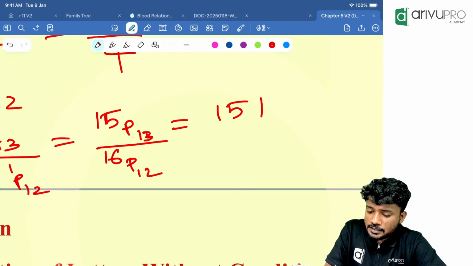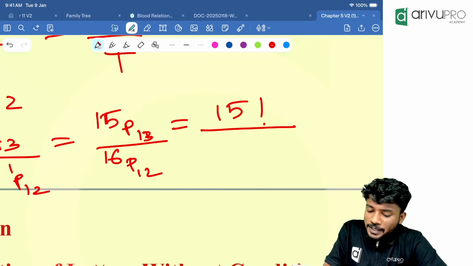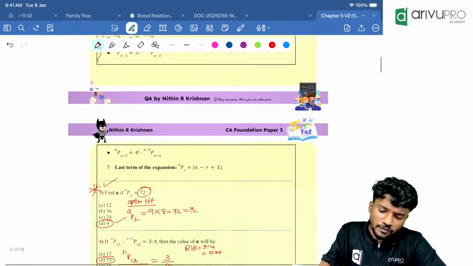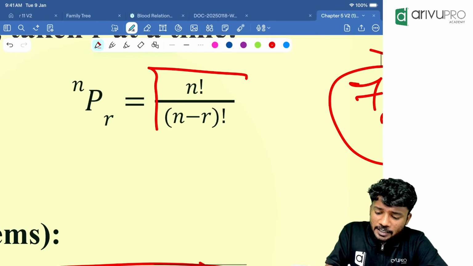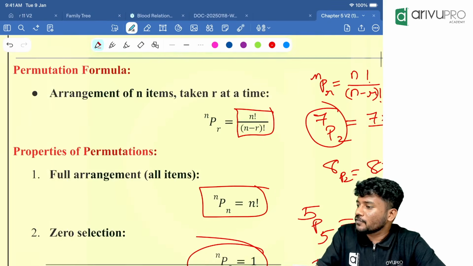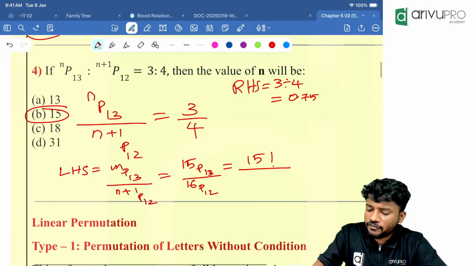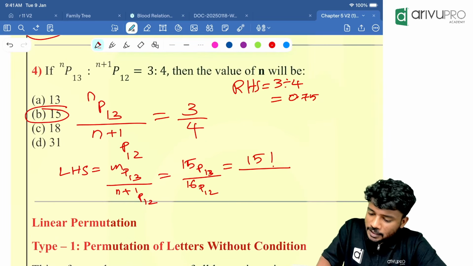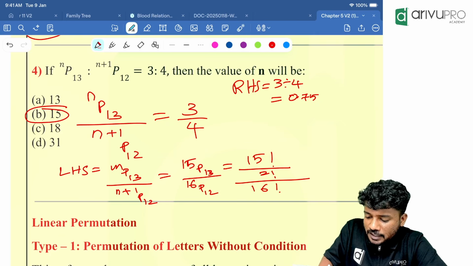Now 15P13, use the general formula of a permutation. 15P13 can be written as 15 factorial divided by (15 minus 13) factorial. What is the formula for permutation in general, people? n factorial divided by (n minus r) factorial. Without knowing that formula, it will be difficult for you to get the answer. So 15 factorial divided by 15 minus 13, which is 2 factorial. 16P12 is 16 factorial divided by 16 minus 12, which is 4 factorial.